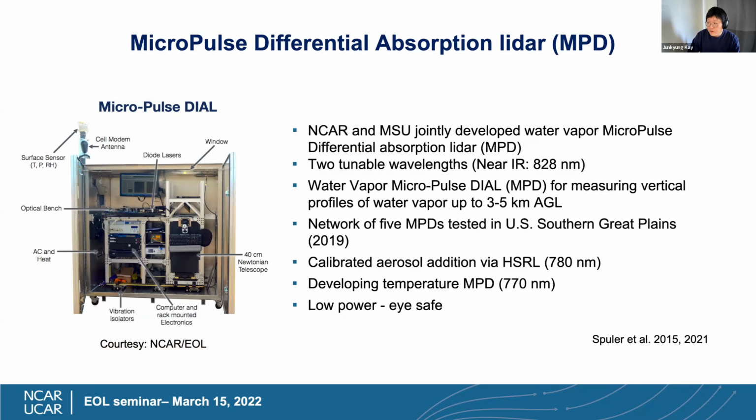And the water vapor in the lower atmosphere plays a critical role in the development of cloud and deep convection. So cloud and convection are highly sensitive to small changes of water vapor in numerical simulation. So NCAR and Montana State University jointly developed the water vapor MicroPulse Differential Absorption Lidar, MPD. MPD is a very advanced, eye-safe, autonomous, lidar-based active remote sensing instrument, and it measures absolute humidity and temperature with very high temporal and vertical resolution.